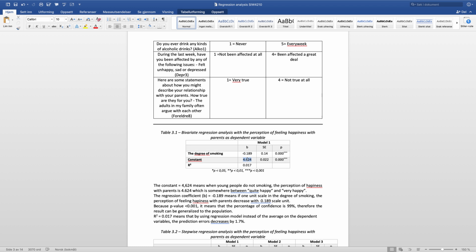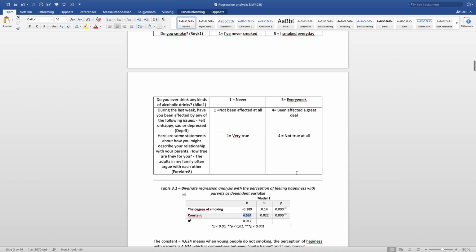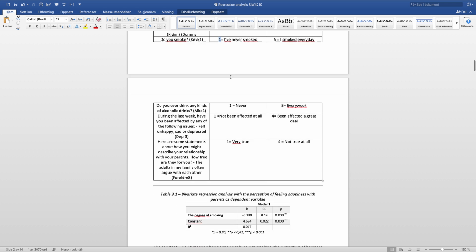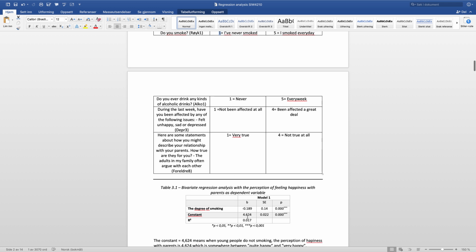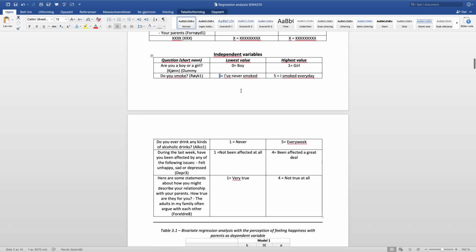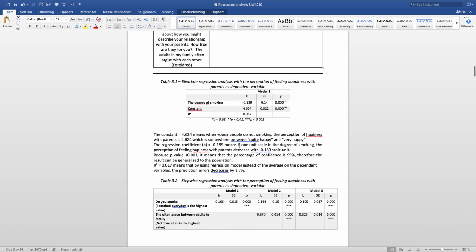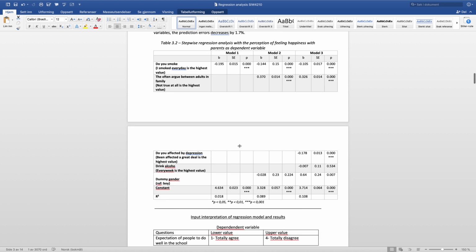And this would be the mean happiness with parents for those who don't smoke if never smoking was 0. But in this model it's 1. It's 1 to 5, so I cannot interpret this constant in a meaningful way. Then you have to recode it 0 to 4 and not 1 to 5, and that would be the answer. It's totally okay that you cannot interpret the constant in a meaningful way. It's just writing it that you cannot interpret it in a meaningful way.